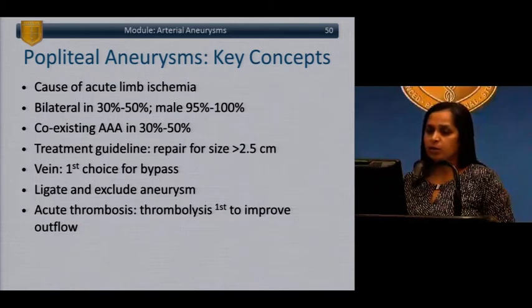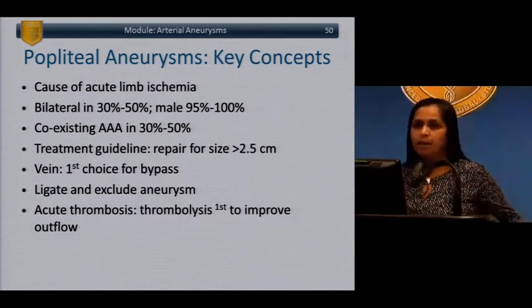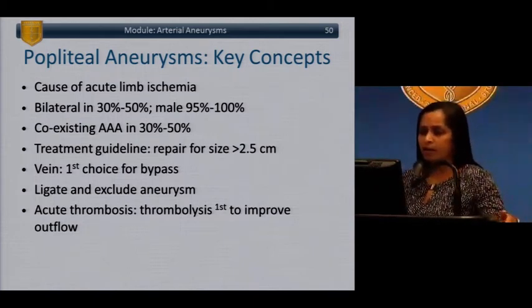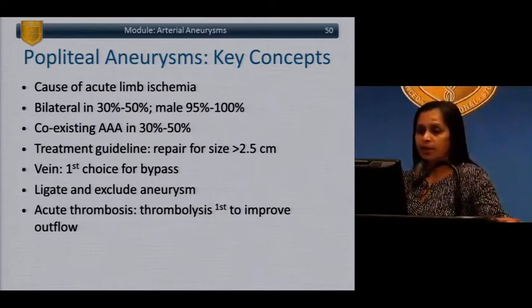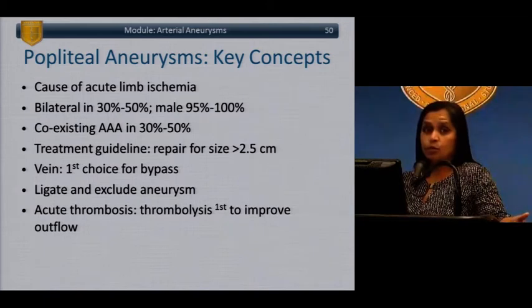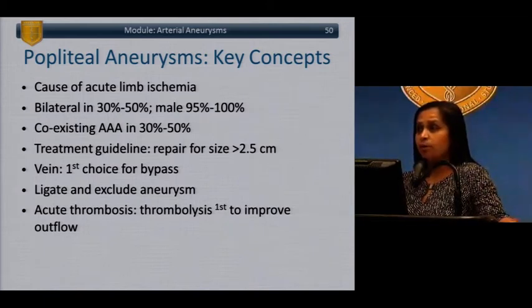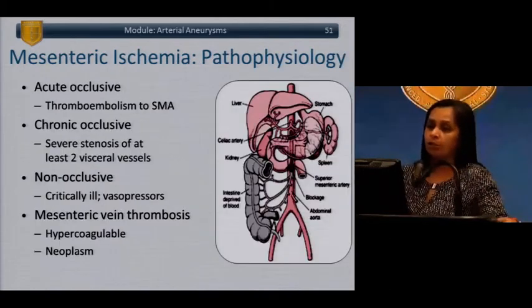Many of us will use prosthetic in the current age, especially for a shorter bypass. But for the purposes of the exam, the vein is your first choice. You want to ligate and exclude the aneurysm. In a patient that presents with acute thrombosis and they either have a known or found popliteal aneurysm, you want to think about lysing open that artery to try to improve the outflow first.